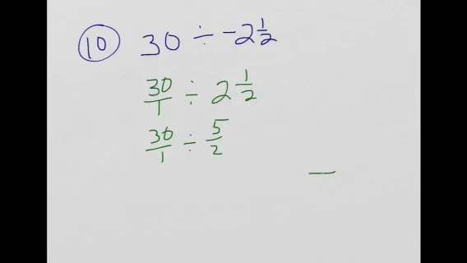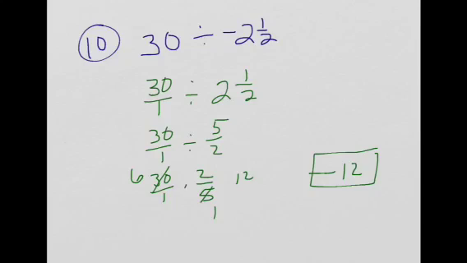Dividing fractions is easy as pie. Flip the second and multiply. So we're going to put that over 2 over 5. 5 goes into 5 once. 5 goes into 30 6 times. 6 times 2 is 12, so it's going to be negative 12.